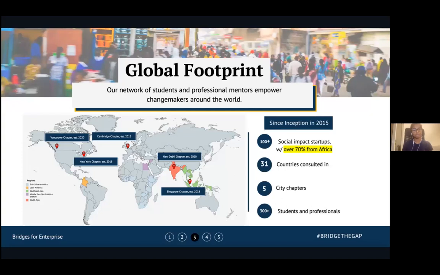So this is a look at our global footprint since Bridges for Enterprise was founded back in 2015. We now have 5 student-run chapters around the world. The Bridges for Enterprise organization is made up of over 300 students and professionals. Each chapter consists of around 30 to 50 students, and they are supported by professional mentors. These mentors come with expertise across industries that can support your business. We have worked with over 100 social startups since 2015 and they span over 5 regions around the world, and more than 70% of our startups in our portfolio come from Africa. For a quick case study, we'll just move on to the next slide.